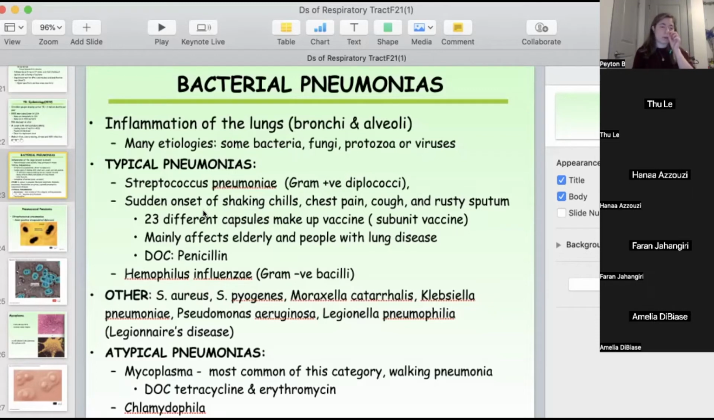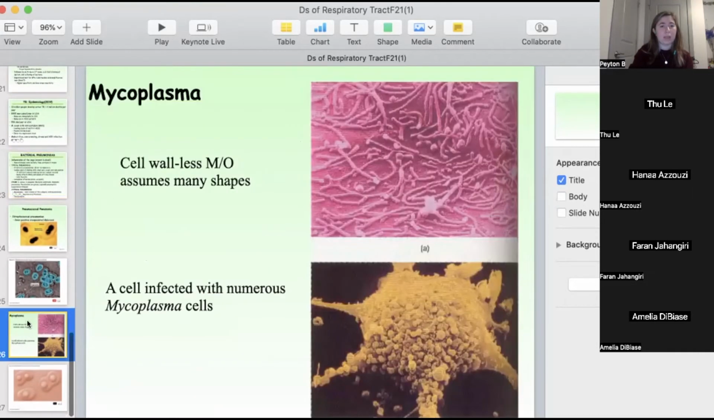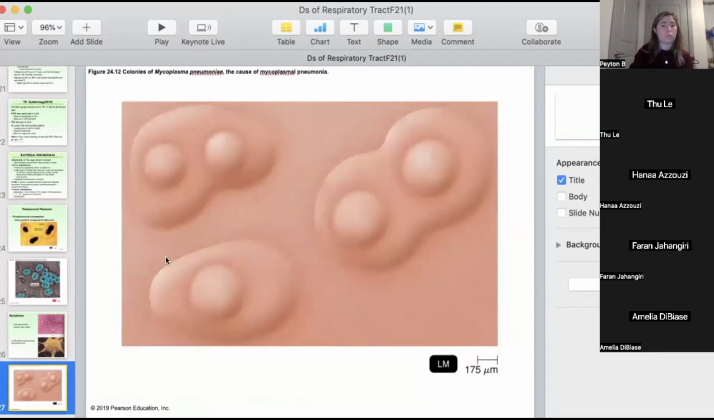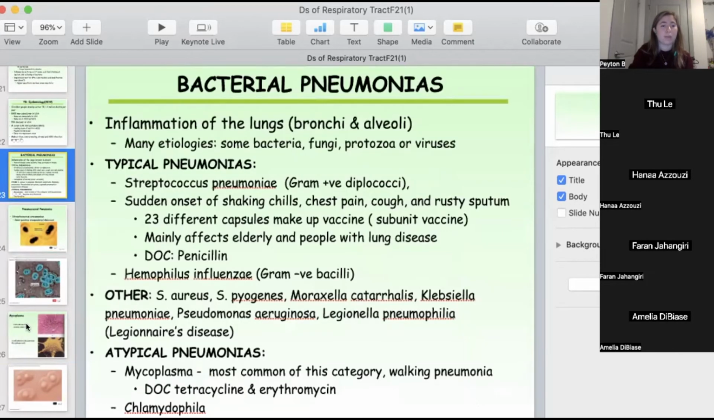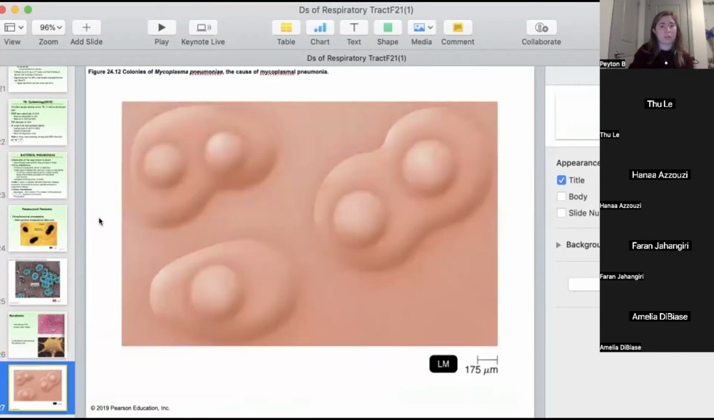Oh, I see. Okay. So on the slide, you do have your typical pneumonias and your atypical pneumonias. Your atypical pneumonia is caused by mycoplasma, and that's walking pneumonia. Yes, I remember her talking about that in lecture now. It's slightly different. It's the one that looks like a little fried egg on an agar plate. You may not need to know that, but I remember something about fried eggs. It may have been a question last year. So mycoplasma pneumonia looks like a fried egg.